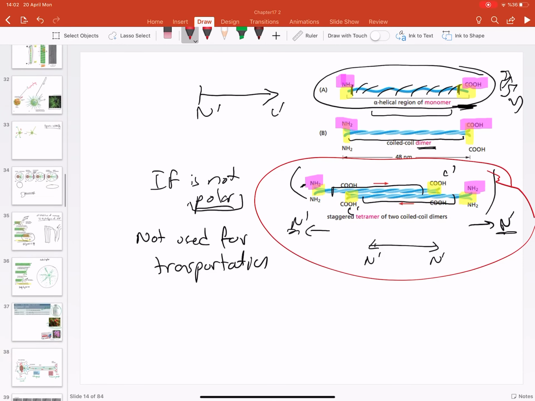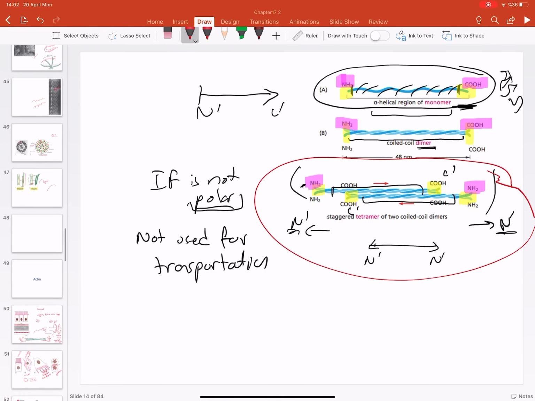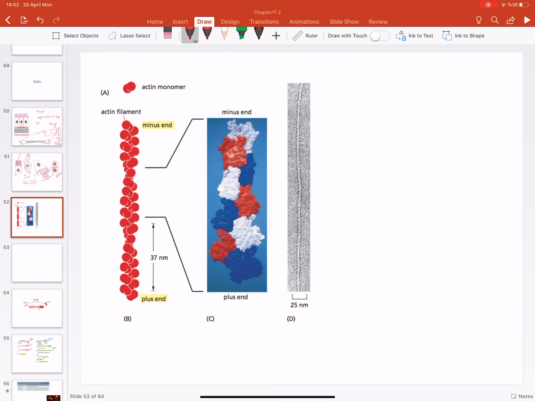Okay. In case of actin, it is much smaller, much thinner. It is made of this globular protein. So it is not long and thin. It is sphere shaped, but it's not exactly sphere. There is a difference between these two sides. This is why it is also polar.